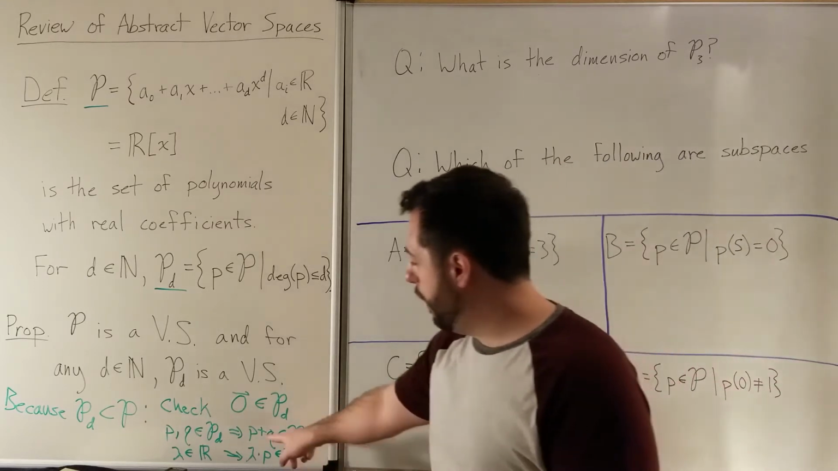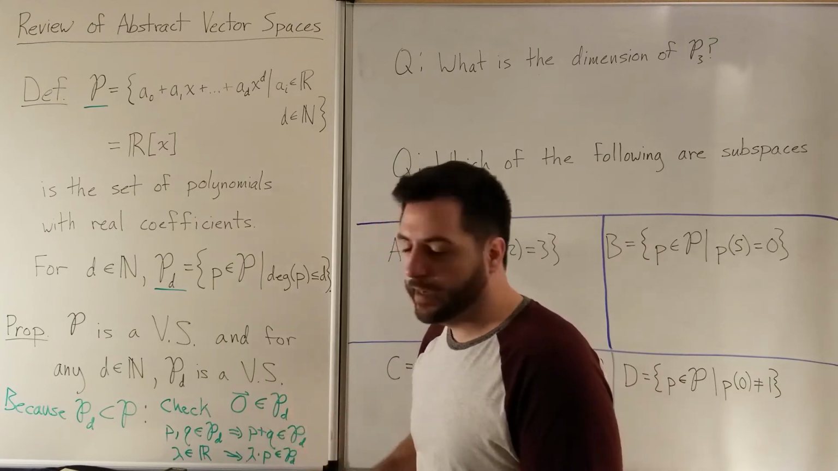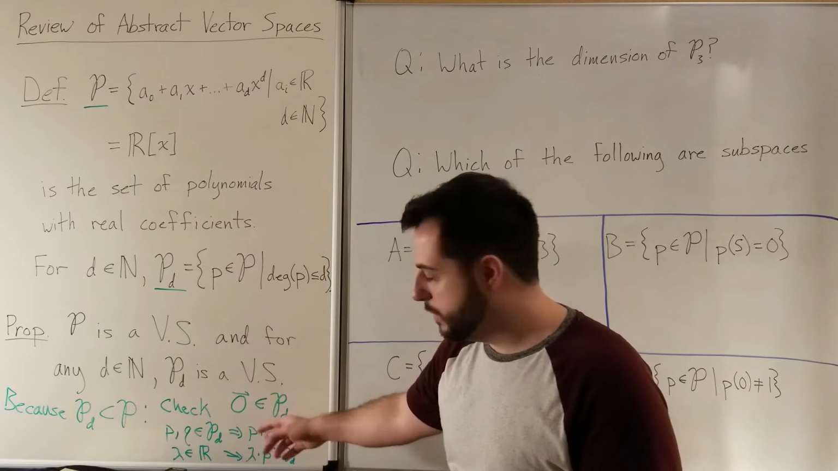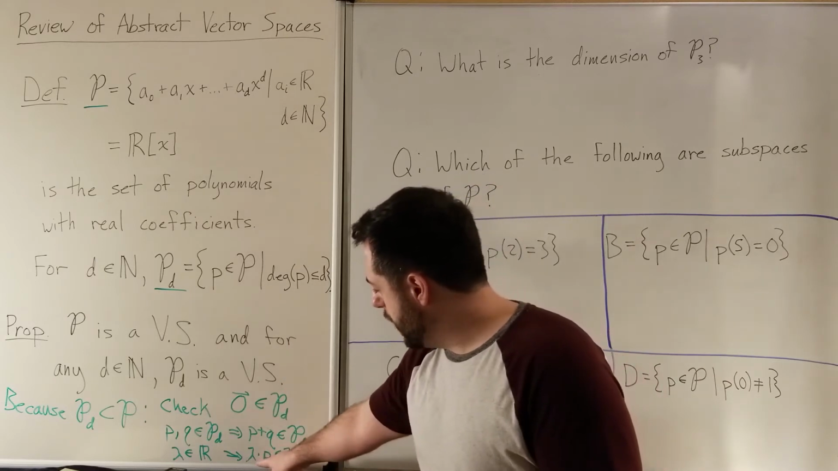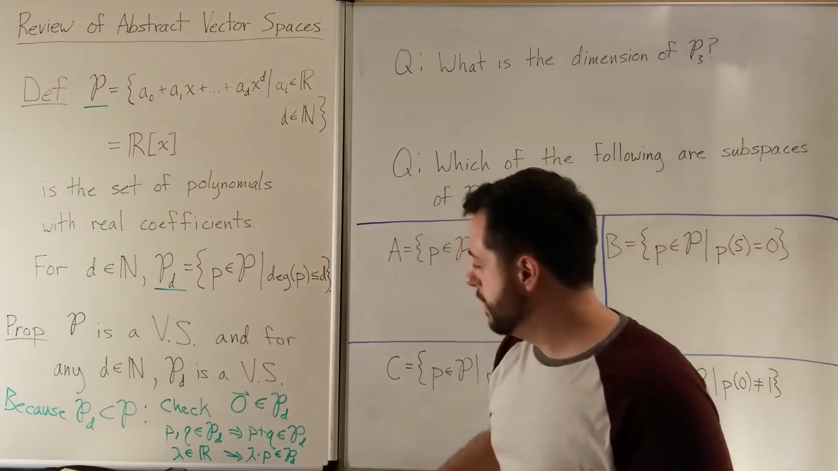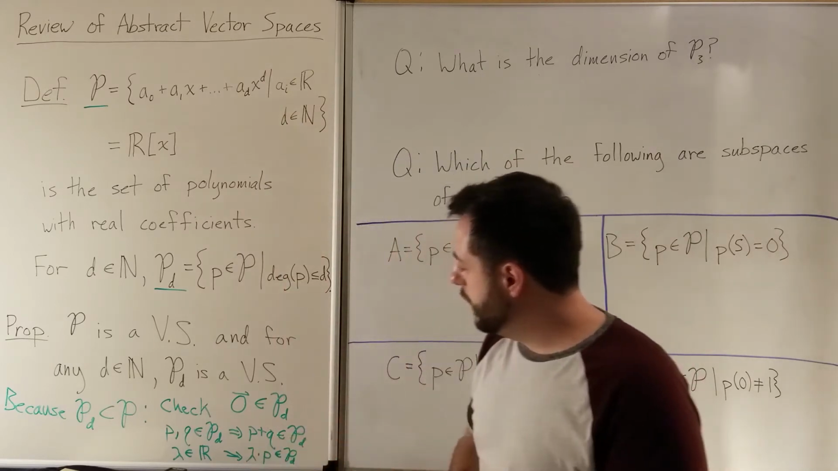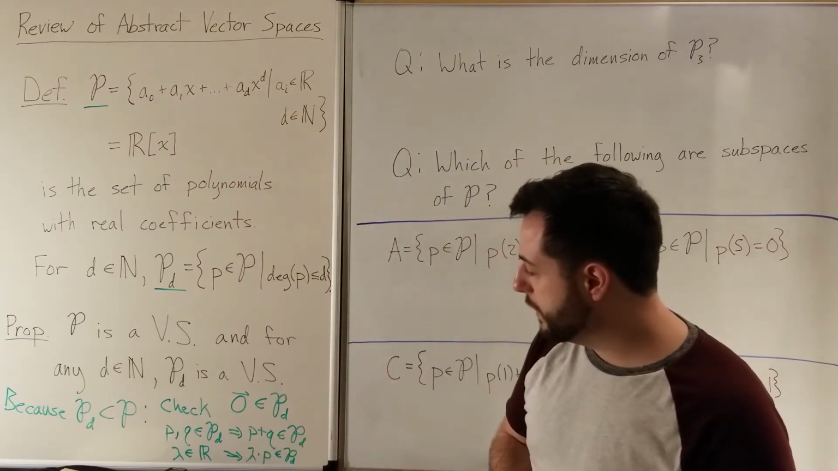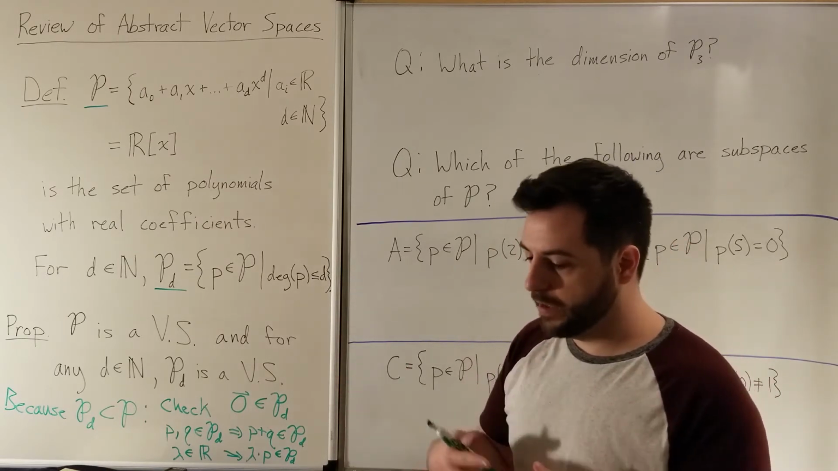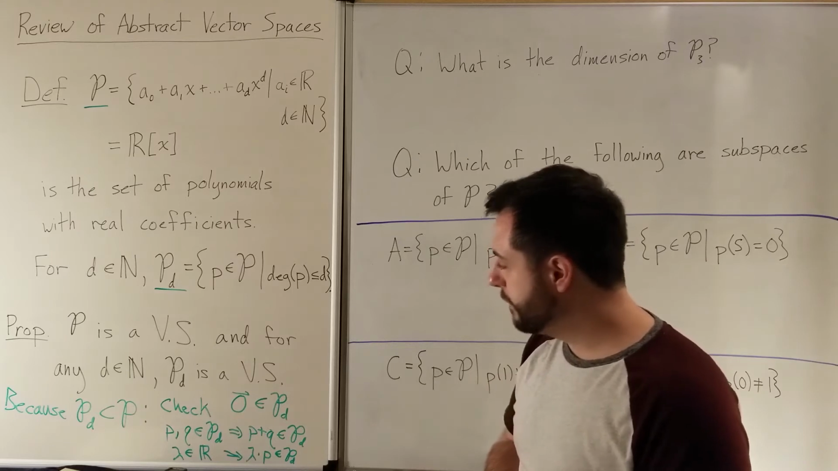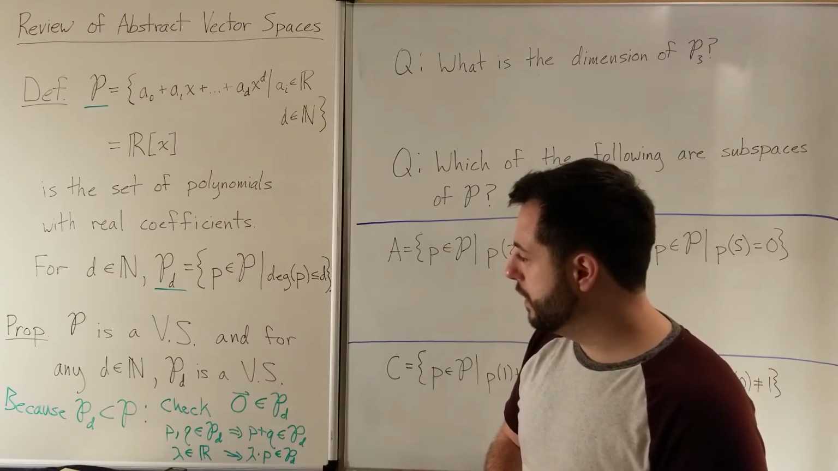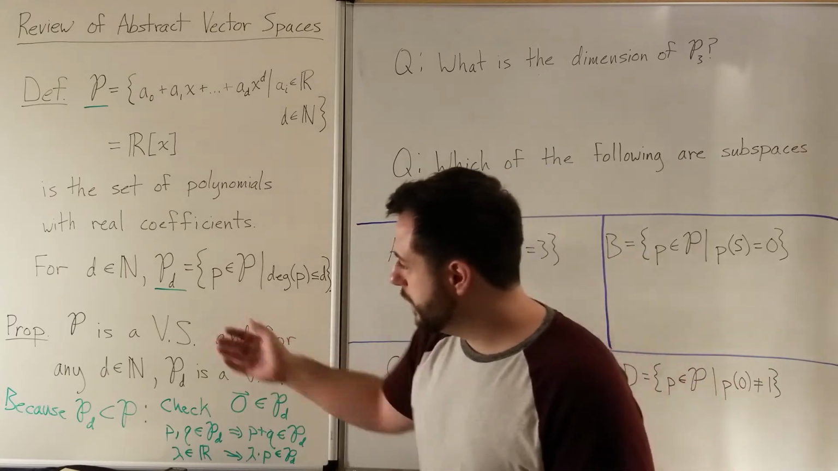Right? If you add two polynomials which are at most degree d, you get another polynomial of degree at most d. 0 is a polynomial of degree at most d, and 0 is the polynomial that you get from setting all the coefficients to 0. And if you scale a polynomial of degree at most d by a real number, just multiply all the coefficients by that number lambda, and you get another polynomial of degree at most d. Okay, so that proves this proposition.